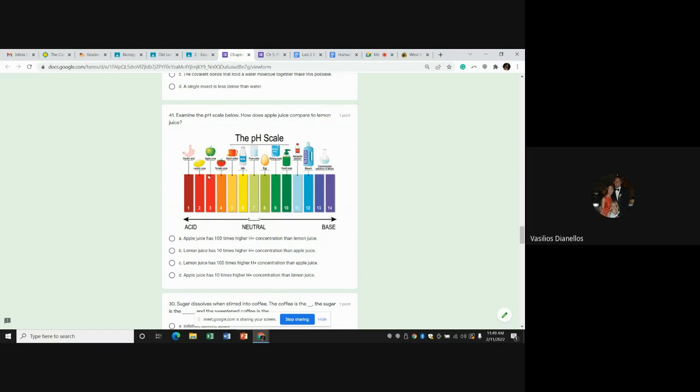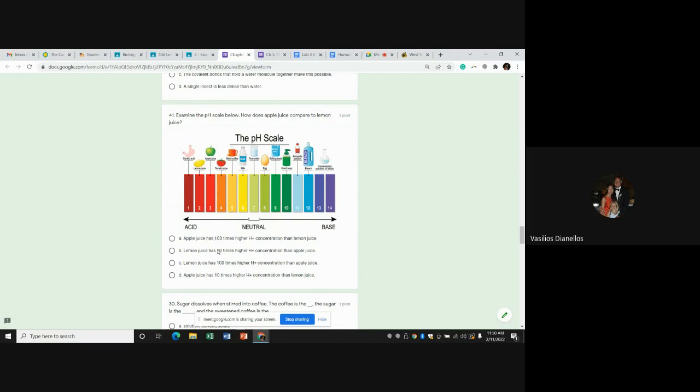Now let's think about all the different ways we could say that. Lemon juice is 10 times more acidic than apple juice. Apple juice is 10 times more basic than lemon juice. Lemon juice has 10 times more H plus ions than apple juice. Lemon juice has 10 times fewer OH minus ions than apple juice. Apple juice has 10 times fewer H plus ions than lemon juice. Apple juice has 10 times more OH minus ions than lemon juice. All those different ways to describe that one situation. And that's how it's going to be on the exam.